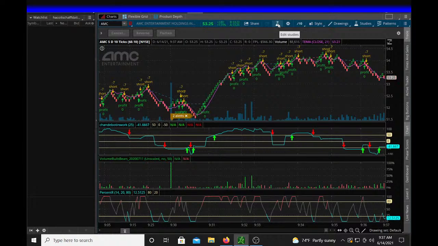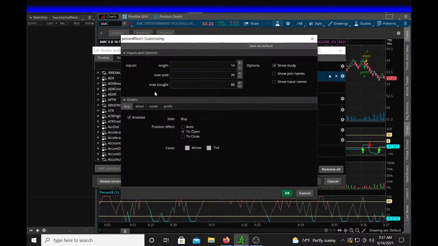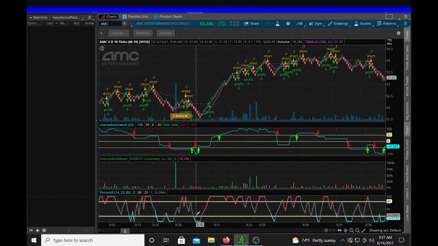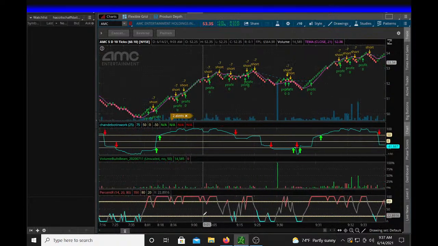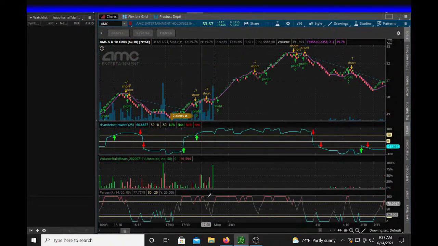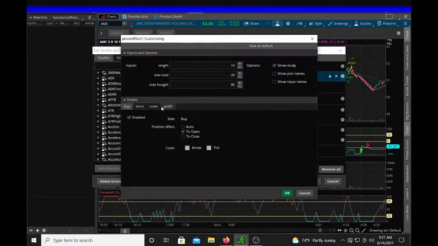This must be the short strategy. Let's go see if that's how it's set up. It is. Okay, buy, short, cover, profit. Oh, they're all set up. I got it. So they're all doing everything. Although, why did it not take that as a signal? Let's find where our percent R bot and buy, short, cover, profit. Interesting.